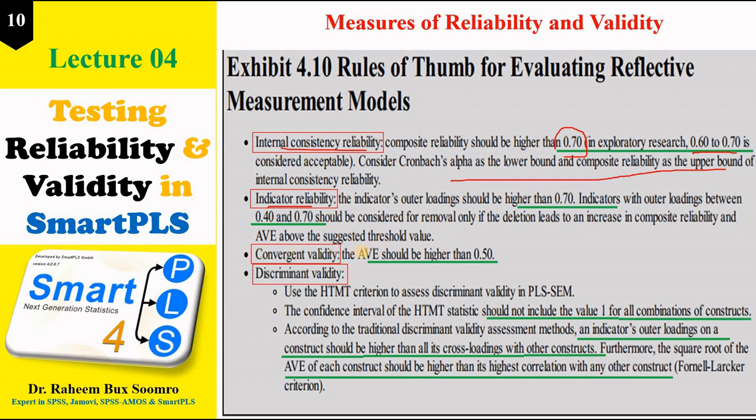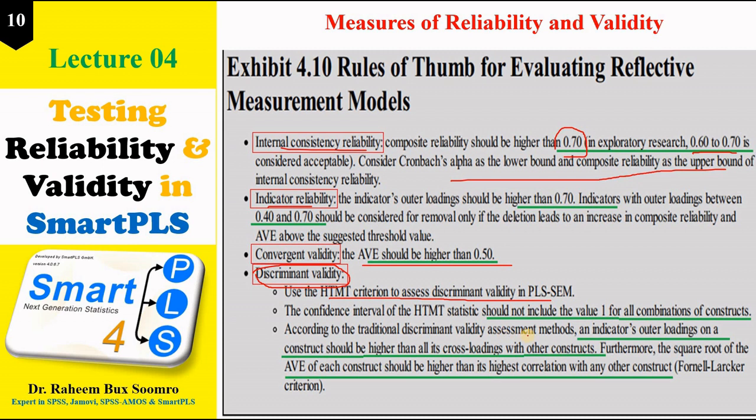And then another is the AVE, whose suggested threshold value for convergent validity is 0.5. In order to measure the discriminant validity, we have several criteria. The first criterion is the HTMT, heterotrait-monotrait criterion, to assess the discriminant validity in PLS-SEM. The confidence interval of the HTMT statistic should not include one for all combinations of constructs.